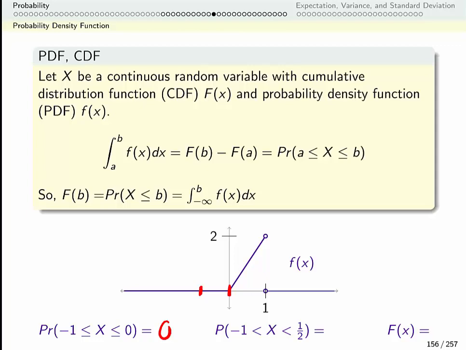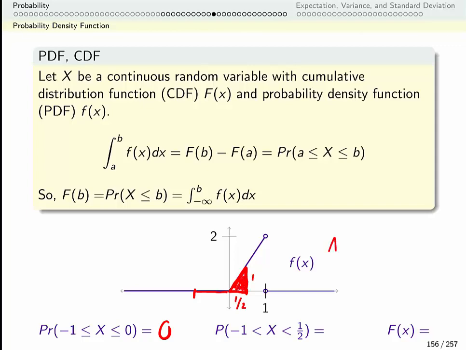What about the odds of being between -1 and 1/2? Well, from -1 to 1/2, I get no area here. And then here I get a triangle. I can see that this triangle has height twice as big as its width. It's similar to this large triangle that goes from 1 to 2. So if its base is 1/2, then its height is going to be 1.